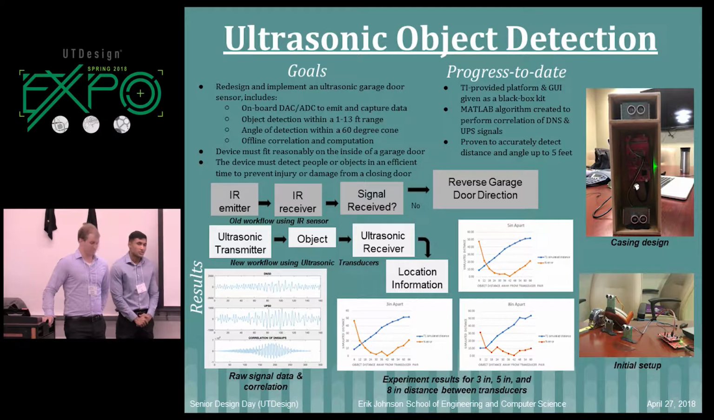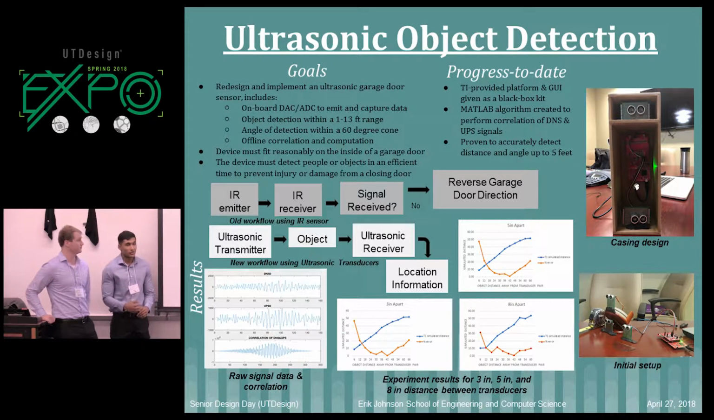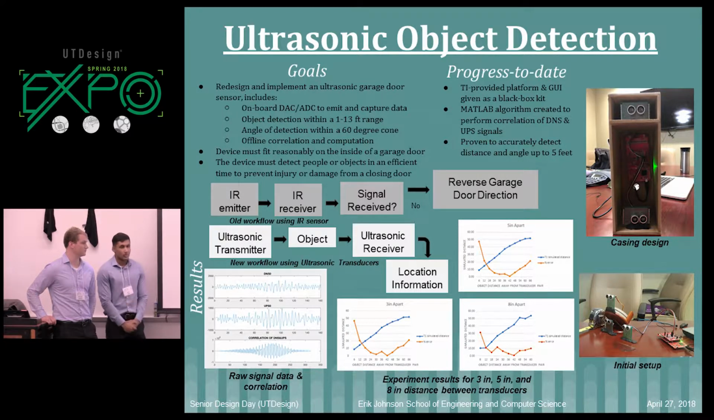The current garage door sensors use IR transmitters and IR receivers. In this system, if the signal is not received by the receiver while the garage door is closing, it immediately reverses the direction of the garage door. In our system, the ultrasonic transducer emits a signal, and the echo reflected from the object is collected by the second ultrasonic transducer receiver. Based on the signals received, the location information of the object can be collected, and it can be used to reverse the garage door.